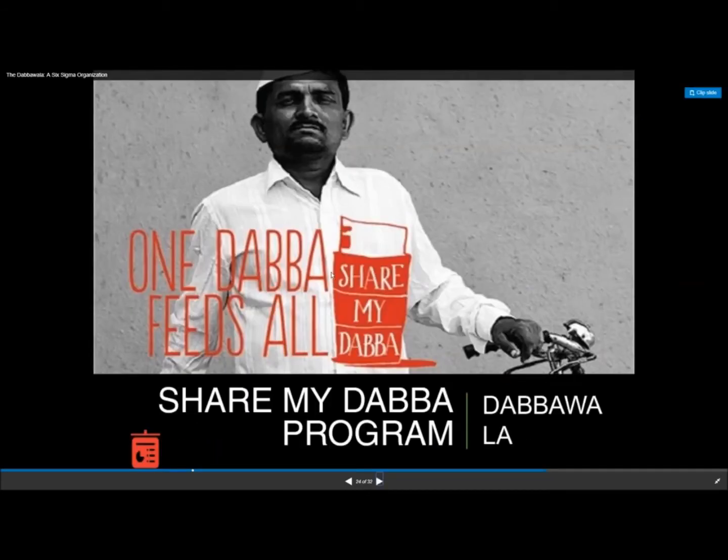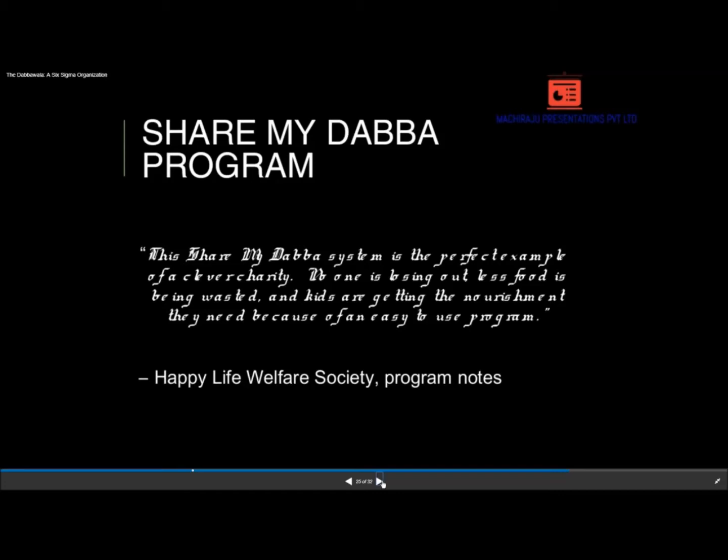One Dabbawala feeds all, share my dabba, and this is a really cool thing. So what they have done is somebody has done some really cool thing. They have actually worked with charity organizations. If somebody doesn't eat their food, they have a special mark on it. So if that food is not eaten or parts of it are uneaten, as long as they're not kind of touched or the food is not sullied in any way, they are brought to this collection point. At this collection point, they are then distributed. The uneaten, untouched food is then distributed to charity.